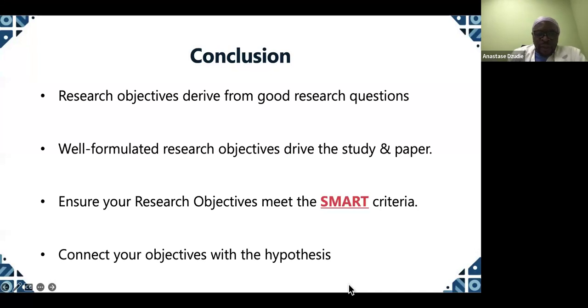So I was at the conclusion that I said we will definitely have to look at the research objectives as something that derive from research questions. If we formulate our research questions very well, then the formulation of research objective is just a game, as you saw. And we have to ensure once our research objectives are formulated that they meet the SMART criteria. And of course, we have to connect our objectives with the research hypothesis, which will be discussed in another lecture.